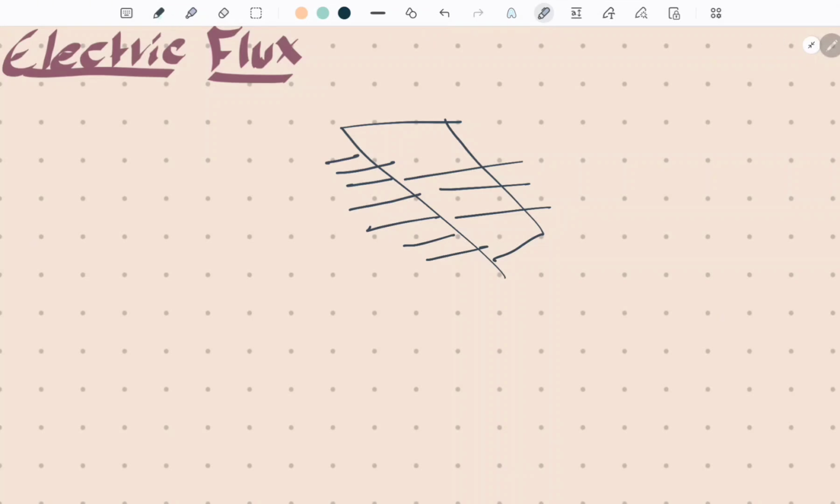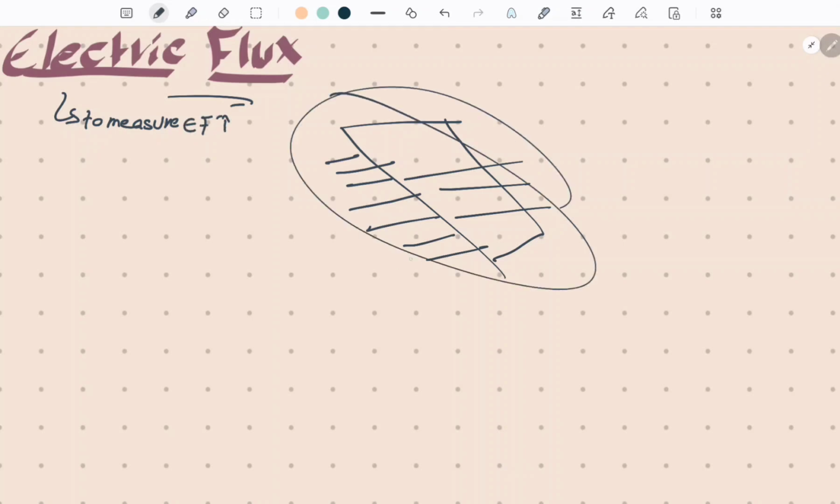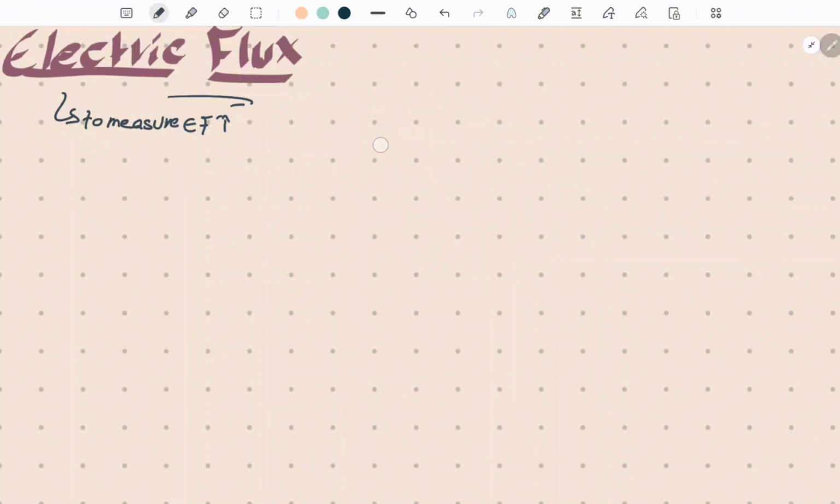So you might be asking, why do we even measure this? Electric flux is important to measure the strength of our electric field. If our electric field is strong, then the flux will be higher as well. Or if the flux is higher, then we know that the electric field is really strong. The symbol of flux is like this. And to calculate flux, all we need is the electric field strength and also the area.